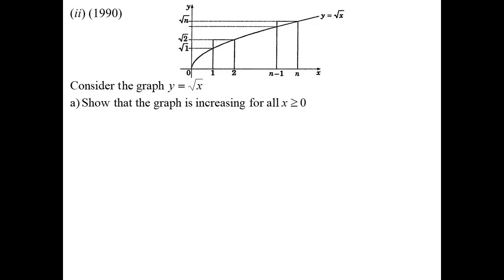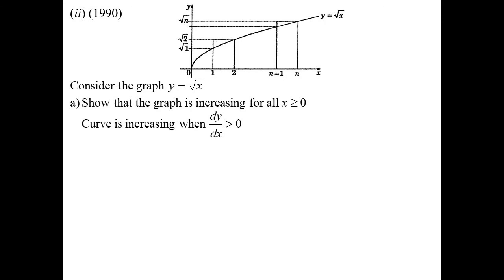We've also seen this type of question. This is more likely an extension 2 type question, although we did see it in the integration, but it's this idea of playing with the inner rectangles and the outer rectangles to create inequalities. So this comes from a 1990 paper, and I think we might have even done a similar question in the textbook, if I recall. But anyway, consider the graph y equals the square root of x, and they've drawn it up nicely for us. Show that the graph is increasing for all x greater than or equal to 0.